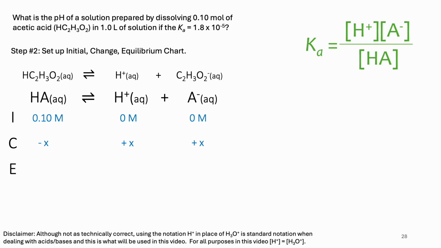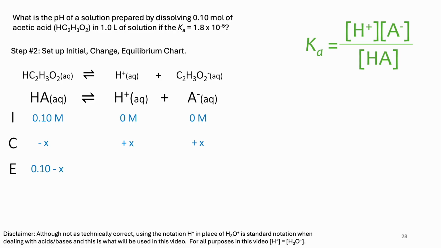We're not given the pH of the solution. That's actually what we're trying to find. So I want to find the concentration of H plus at equilibrium in order to calculate the pH. So we're going to fill in the equilibrium concentrations in this chart in terms of X.